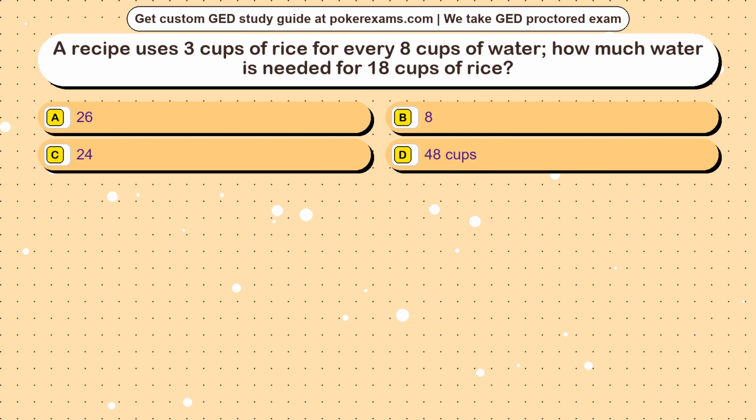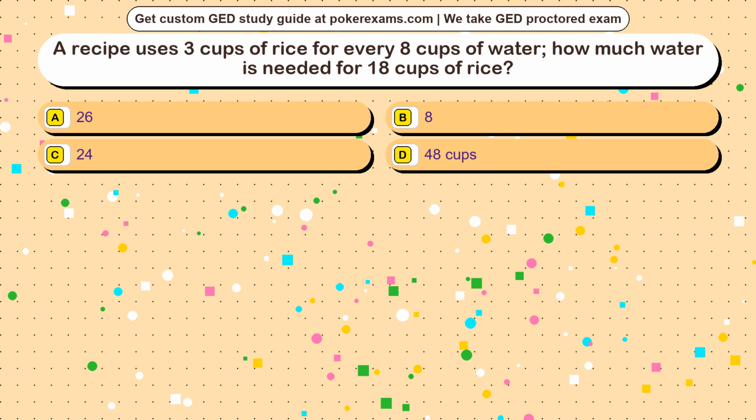Question 11. A recipe uses 3 cups of rice for every 8 cups of water. How much water is needed for 18 cups of rice? Option A, 26. Option B, 8. Option C, 24. Option D, 48 cups.